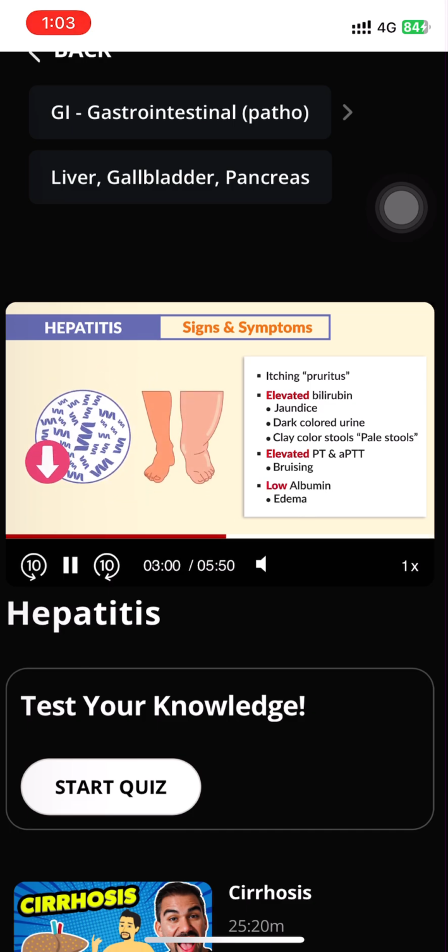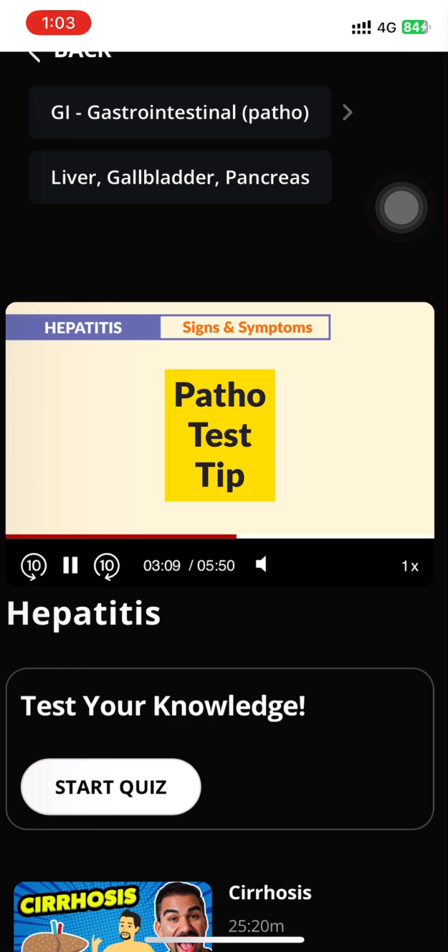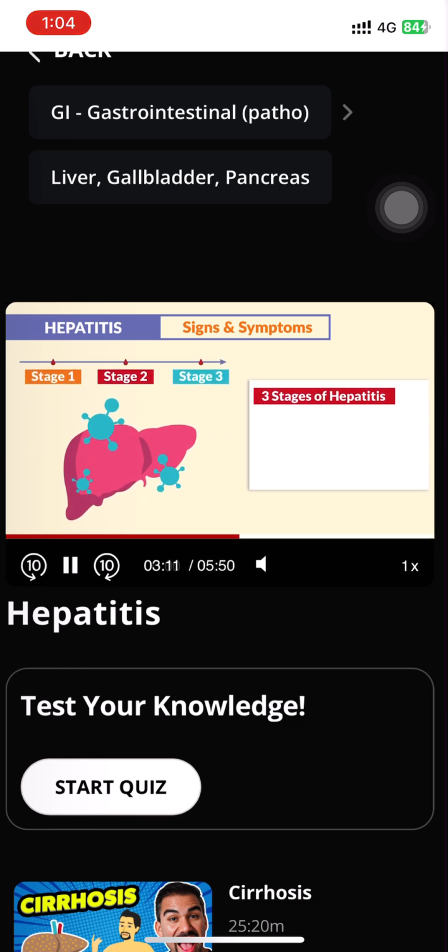So we see edema since albumin is not there to attract the water back into the blood vessels. Now, a little side note for pathophysiology. The 3 stages of hepatitis with correlating signs and symptoms.